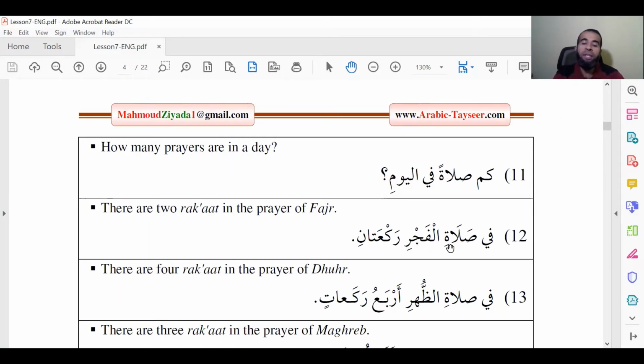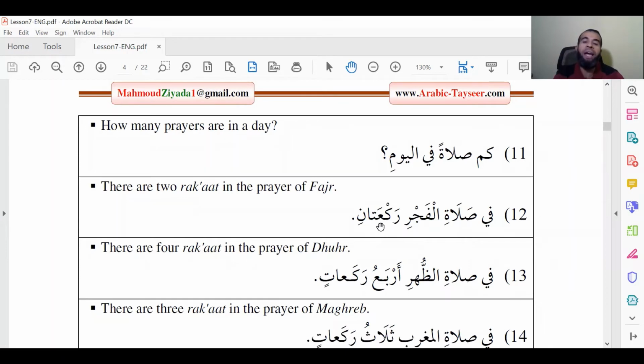في صلاة الفجر ركعتان. 2 ركعات. في صلاة الفجر ركعتان. The singular of ركعتان is ركعة with تاء مربوطة. So this تاء مربوطة becomes open تاء, then we add ألف ونون, so it becomes 2. Dual مثنى. في صلاة الفجر ركعتان. في صلاة الظهر 4 ركعات.